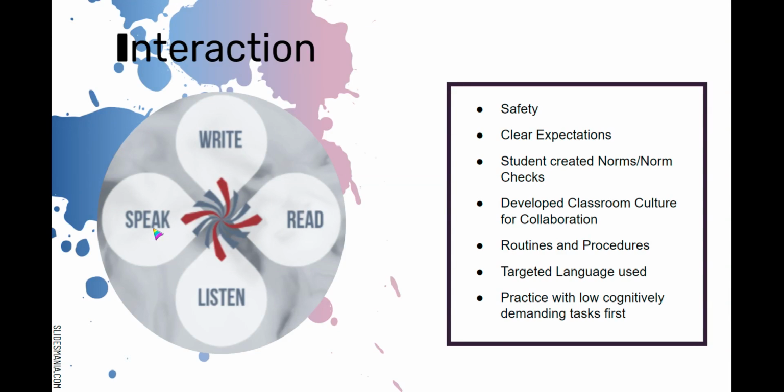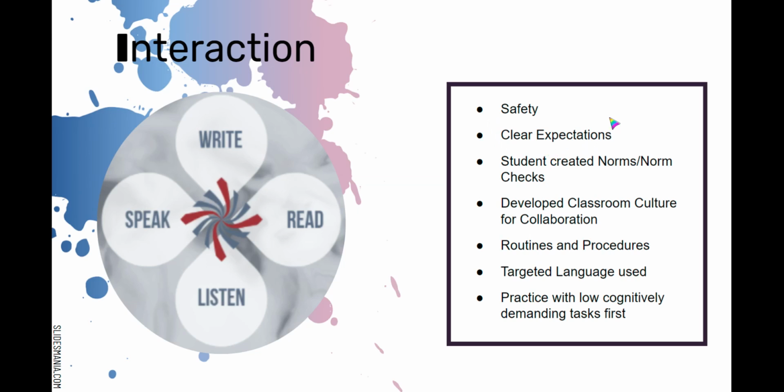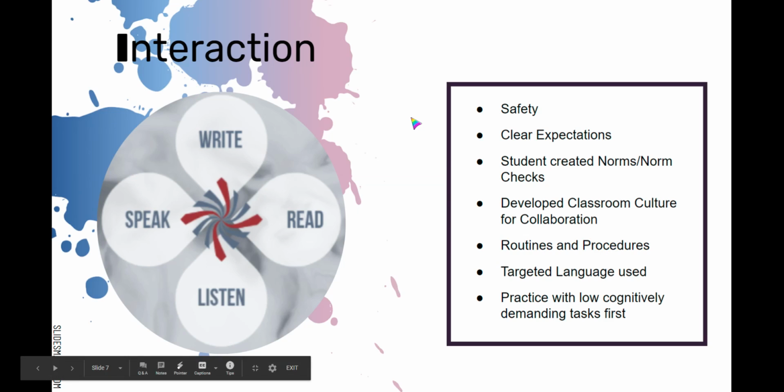As we've talked about speaking, writing, reading, and listening, interaction has been interwoven into all of these pieces. As we're being intentional, this is just to wrap up many of the things that I've already talked about: safety, clear expectations, creating norms or doing norms checks, making sure that you're implementing and practicing those expectations, creating a collaborative culture where swirling is normal. It is always expected as we talk about and dive deeper into content.